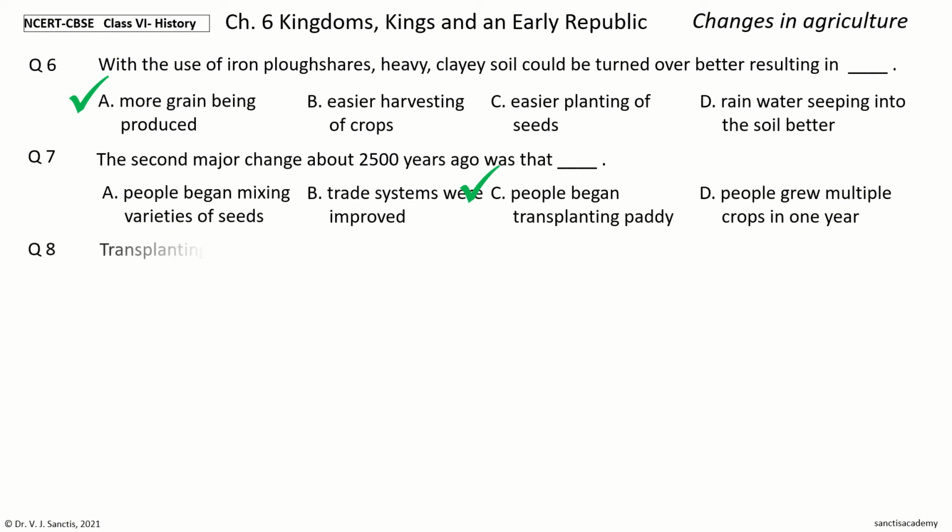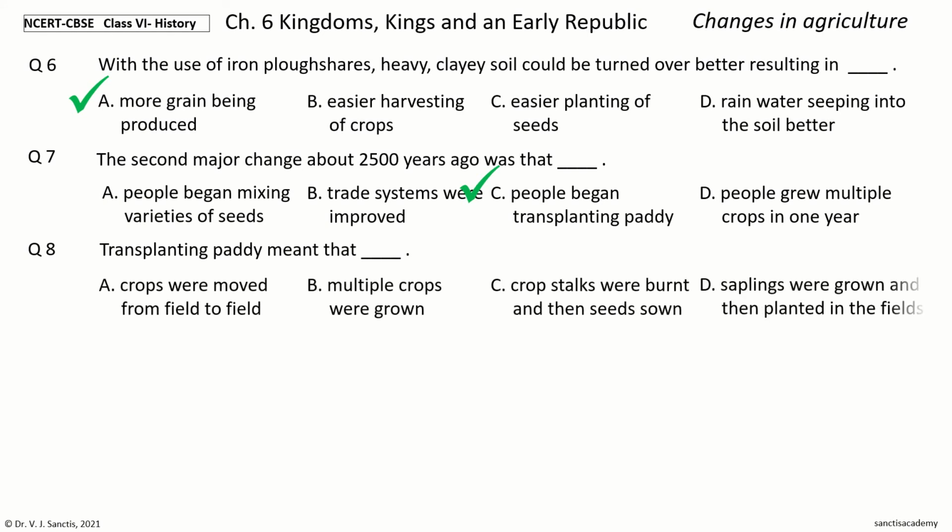Question 8. Transplanting paddy meant that dash. The options are crops were moved from field to field, multiple crops were grown, crop stalks were burnt and then seeds sown, saplings were grown and then planted in the fields. Your time to choose. And the answer is saplings were grown and then planted in the fields. So, transplanting paddy meant that saplings were grown and then planted in the fields.